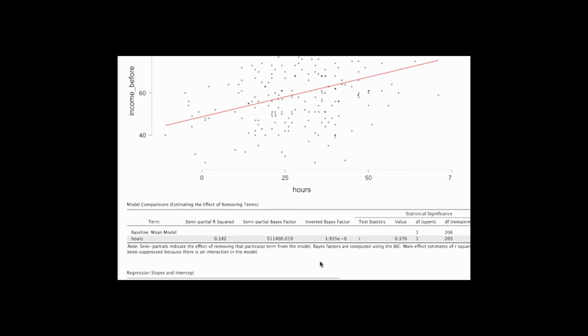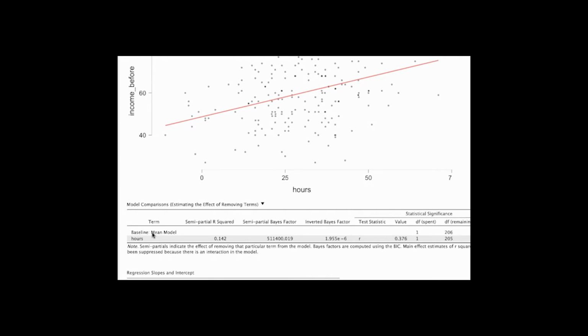Let's go ahead and go down to the model comparisons, which again is for hypothesis testing. There's a semi-partial R-squared. Again, I'm not gonna get into the details of that, but that's respectable for psychological research. But we will get into the semi-partial Bayes factor. So as with the t-test, the baseline model is the mean model, or in other words, it's going to predict your income score using the mean of income.